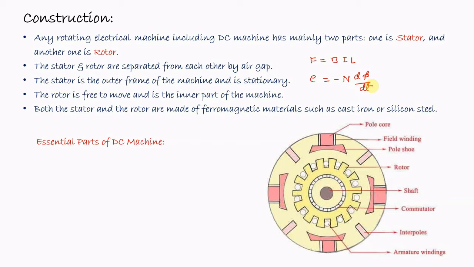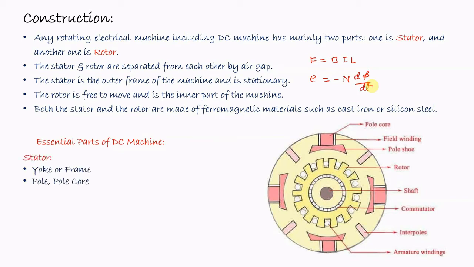Remember one thing, the DC machine, when we consider the machine, that means we are talking about the motor as well as the generator. And for DC machine, both the motor and generator are the same. That means as far as the construction is concerned, the construction of the motor as well as the construction of the generator is the same. Only the applications are different.